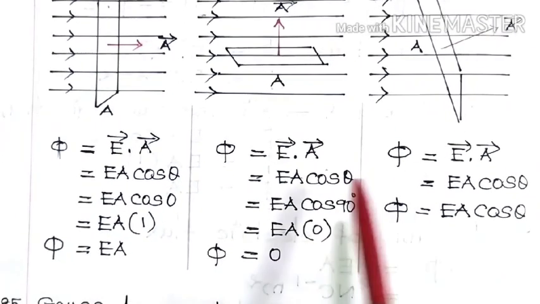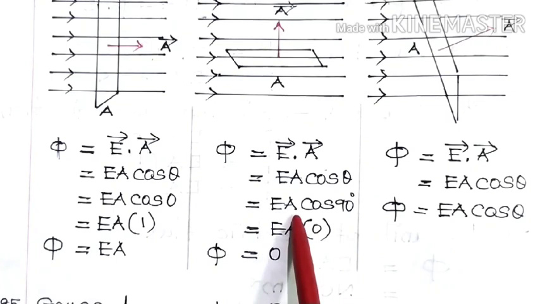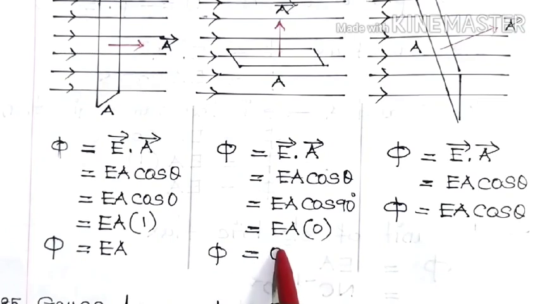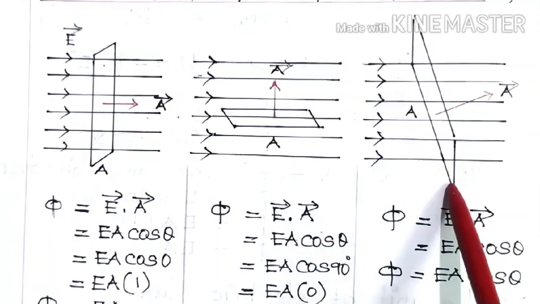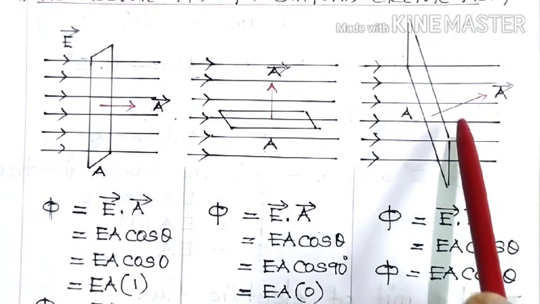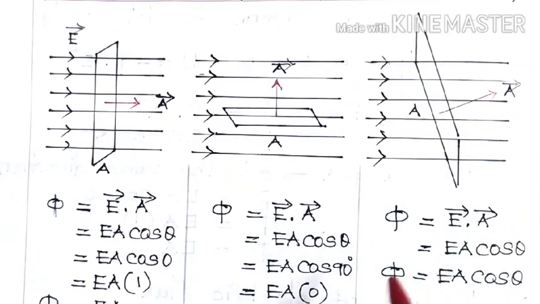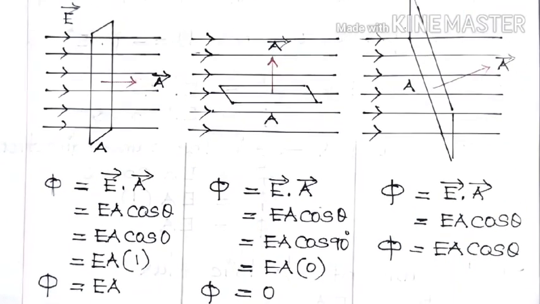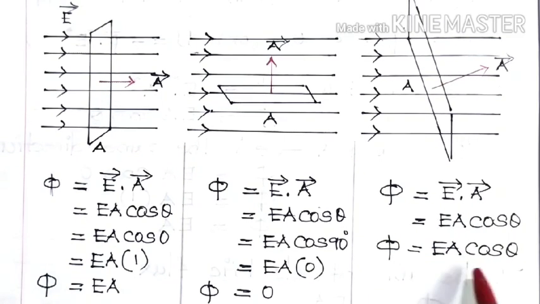So what will happen here? Phi is equal to E vector dot A vector, which is written as EA cos theta, which is equal to EA cos 90. The value of cos 90 is 0. So the electric flux will become 0. In the third diagram, this surface is neither placed perpendicular nor along the electric field, but it is placed at an angle. So here what will happen? The expression for electric flux is phi is equal to E vector dot A vector, which is written as EA cos theta. So phi is equal to EA cos theta.